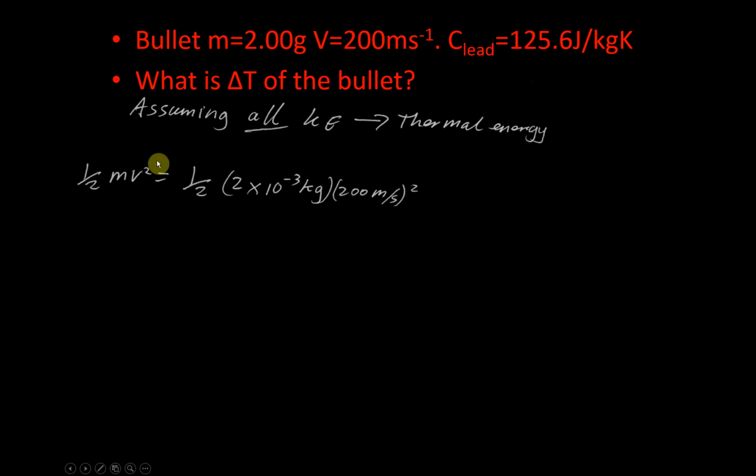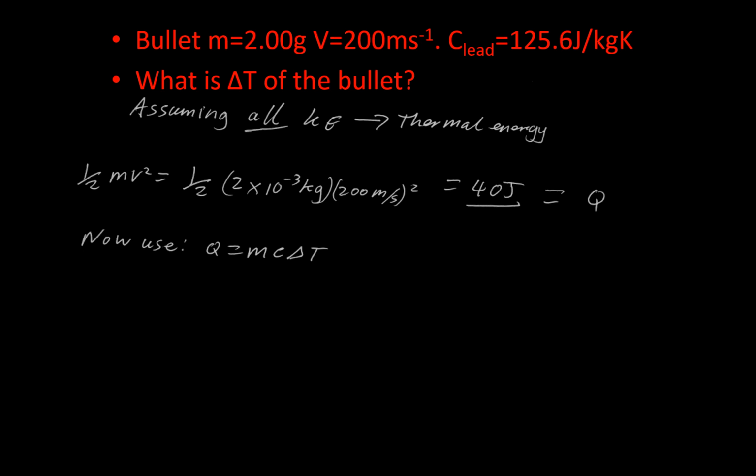That means 1/2 mv squared, the kinetic energy of the bullet, is equal to 1/2 times 2 times 10 to the minus 3 kilograms here, because this is 2 grams and we want to put this into kilograms, times 200 squared. This is the velocity of the bullet. This will give us 40 joules, which we're going to set equal to the Q, the heat energy of the system.